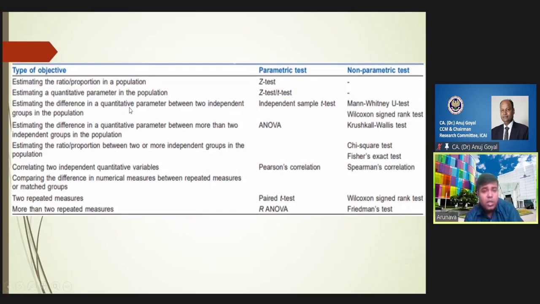Estimating the difference in a quantitative parameter between two independent groups: if the data is coming from a normal distribution, we can use the independent sample t-test. But if it is not, we can use the Mann-Whitney U-test, or the Wilcoxon signed rank test. Similarly, if we are finding the correlation between two variables, we can use Pearson's correlation. But if it is not normal data, some kind of ordered data or rank data, we have to use Spearman's rank correlation.